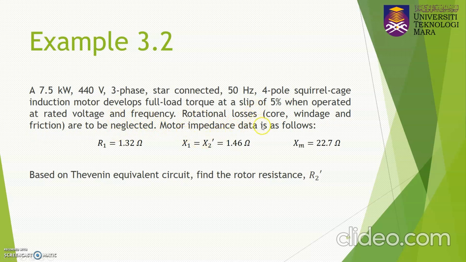Okay, so the motor impedance data is given as follows. Your R1 is given by 1.32 ohm. Your X1 is equal to X2 prime, which is 1.46 ohm, and XM is equal to 22.7 ohm. So by using the Thevenin equivalent circuit, this question is going to use the Thevenin circuit to find the value of R2 prime. So you need to find the value of R2 prime based on the data available.